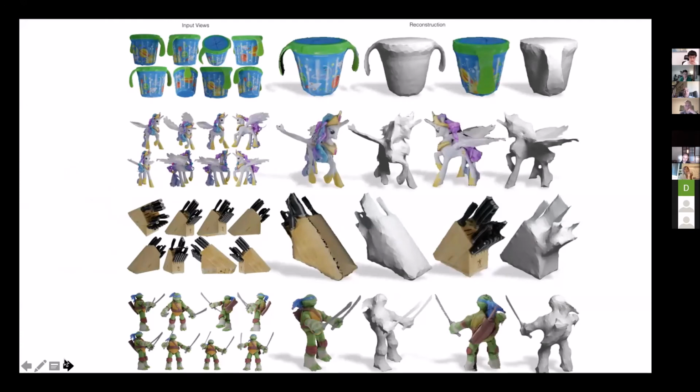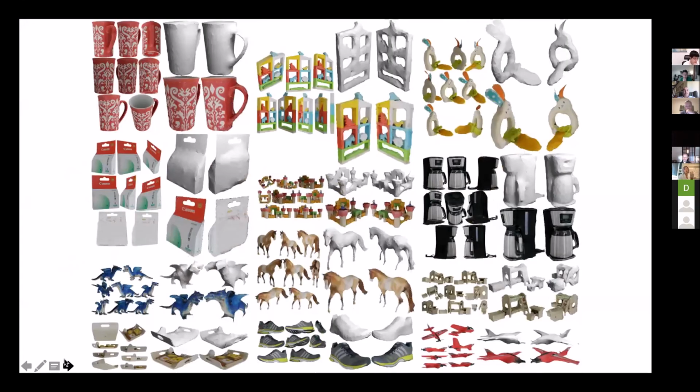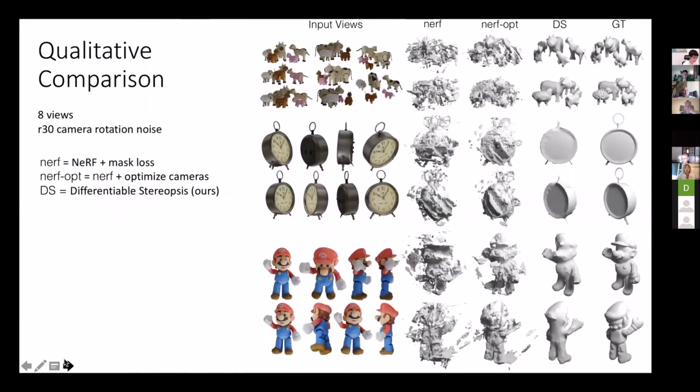And if you thought we could only do 2 objects, here are lots more objects. And even more objects. Basically we've done this on hundreds of objects, and we can do this from 4 views, 6 views, 8 views, 12 views, and so on. Okay, so now let's get quantitative and compare with other techniques.